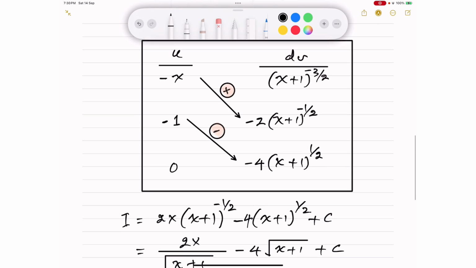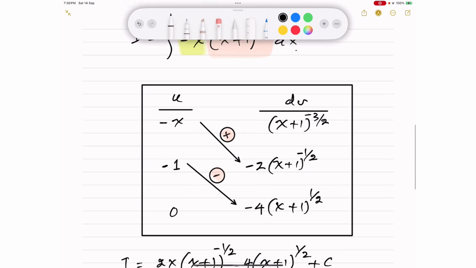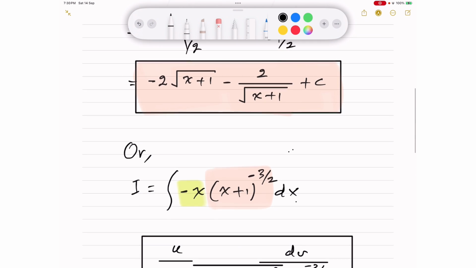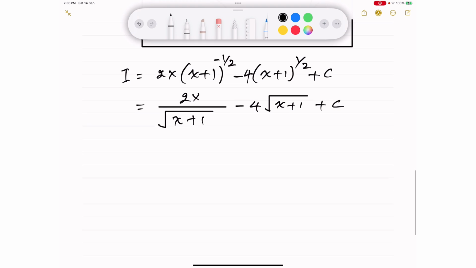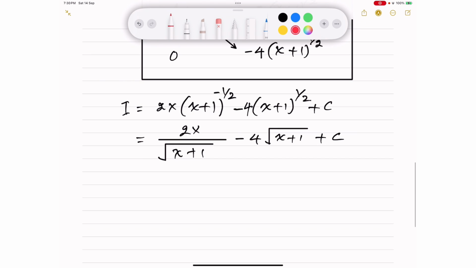Now you might ask, is this equal to the previous answer that we got? Well, you can keep it like this. This is totally correct. But to show you that it is also equal to the previous one, what we can do here is add 1 and subtract 1 in the numerator of the first term. Let's do that here.